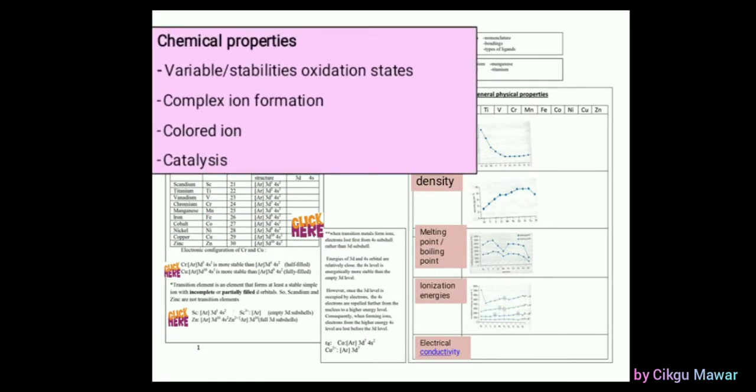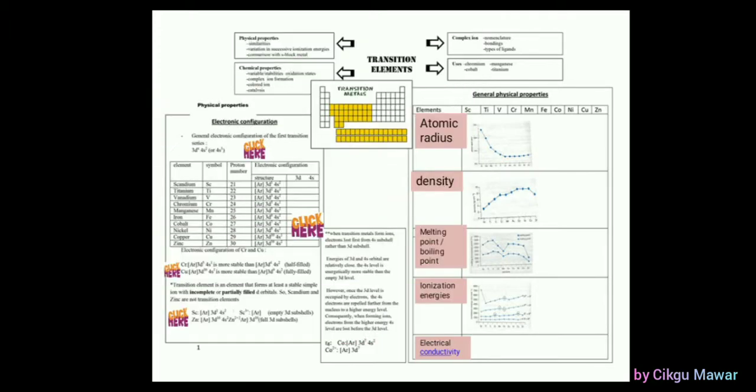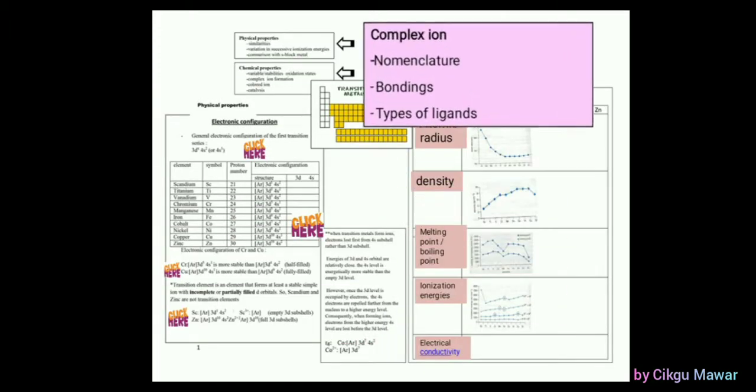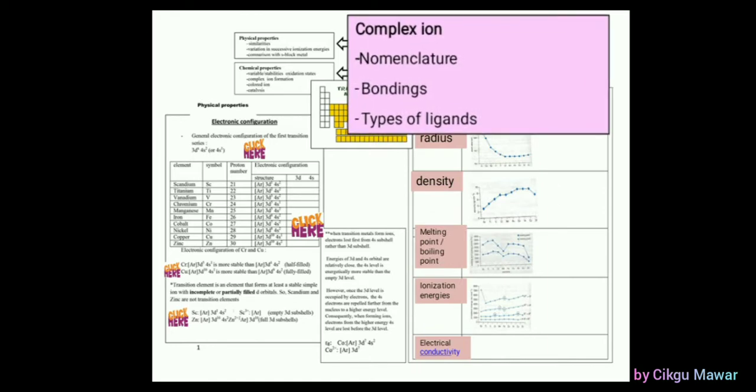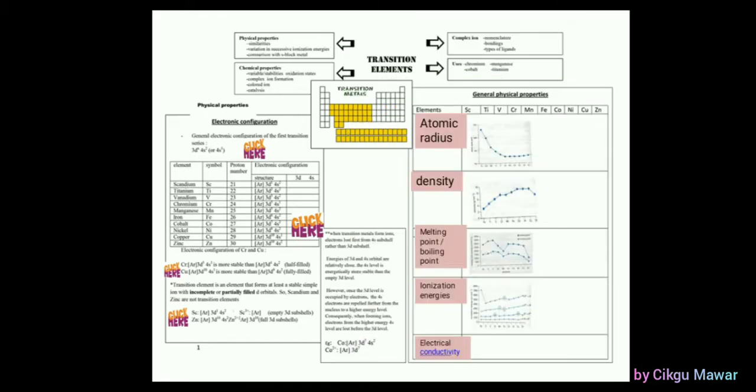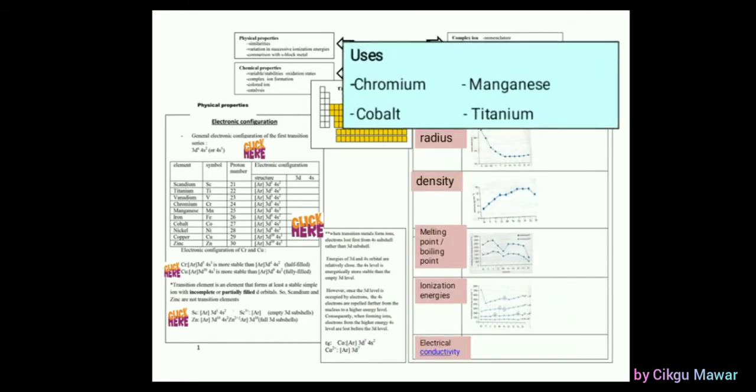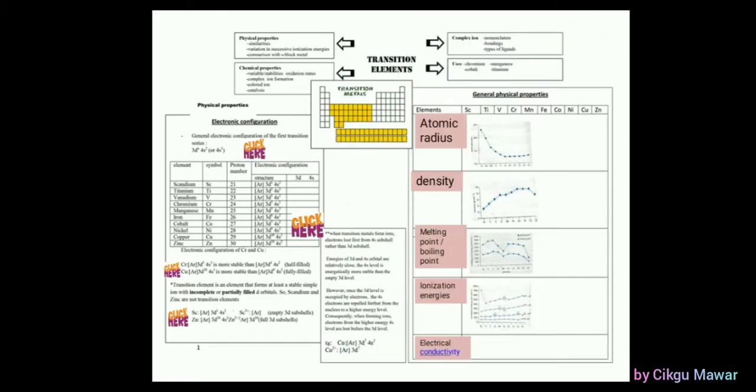In chemical properties, we will learn about variable oxidation states, stabilities, complex ion formation, colored ion, and catalysis. The third one is complex ion. In complex ion, we will learn about nomenclature, bondings, and types of ligand. The last one is uses. So for physical properties, I will show this part, which is electronic configuration of transition element.